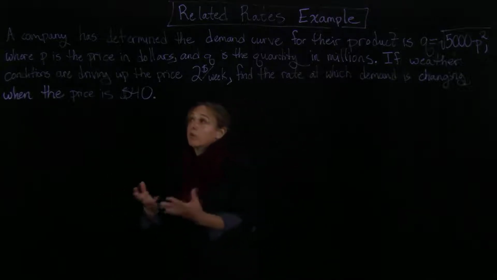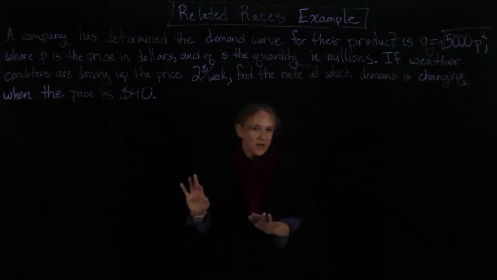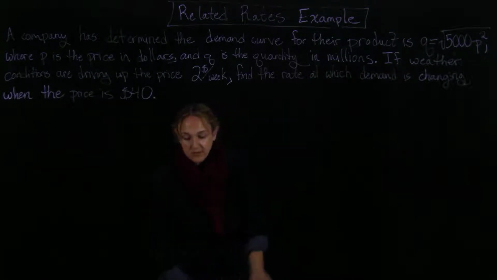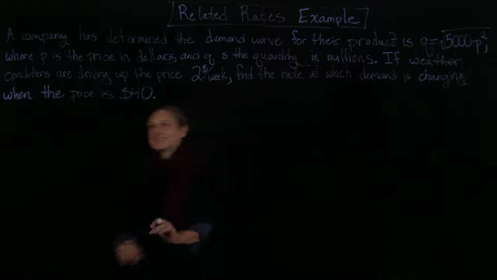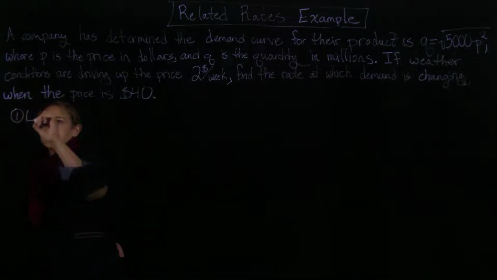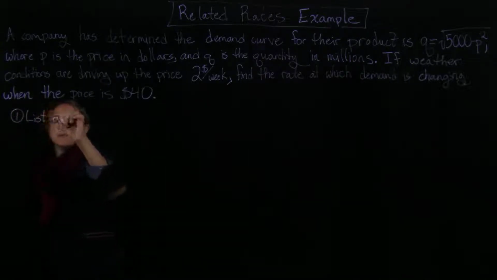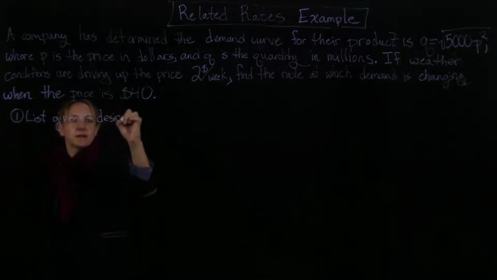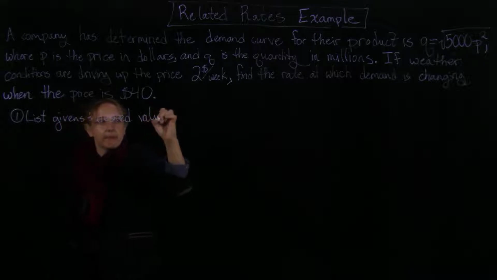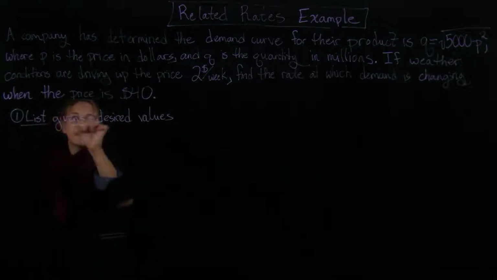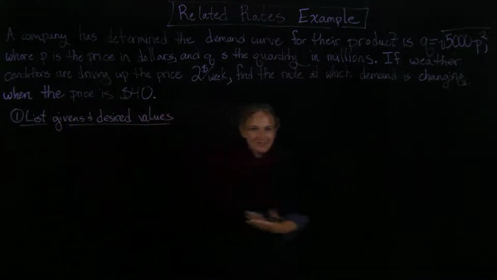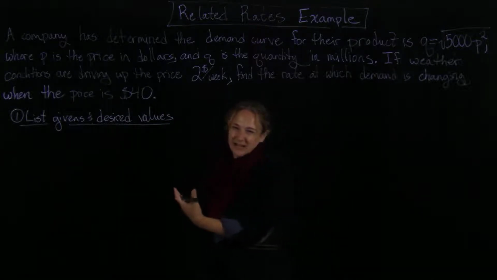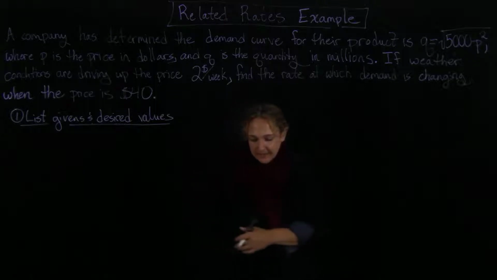Now there's a lot going on in this problem. So let's not get overwhelmed, and we're just going to go through it step by step. The first thing that we want to do is list the givens and desired values. And we have to be a little bit careful with this because there are different kinds of givens. Some of them are particular values that you're looking at a rate at, and things like this.